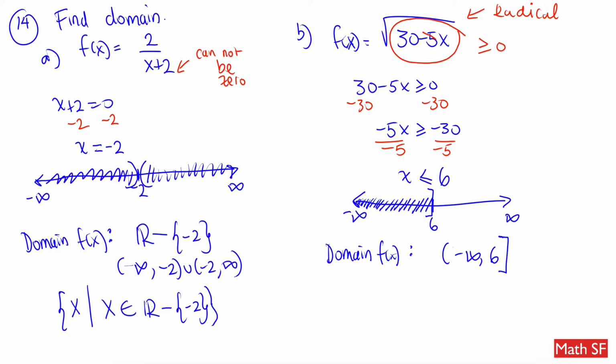So now, if we want to give this in set builder notation, you could say this is all the values of x such that x is less than or equal to 6. You could give that, or you could say all the values of x such that x belongs to the interval of negative infinity to 6. You could also give that as your answer. Remember, if you have a radical function, for the domain you have to look at the inside thing, that radicand, which has to be greater than or equal to 0.